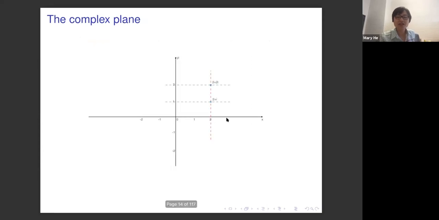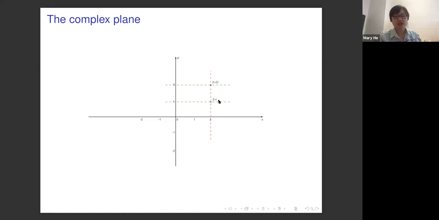Okay, so let's see another example. Now suppose I want to plot 2 plus i and 2 plus 2i all together. For these two complex numbers, the x parts are 2, right? So for both of them, x equals 2. So the address of these two complex numbers is x equals 2. It's like they live on Second Avenue.